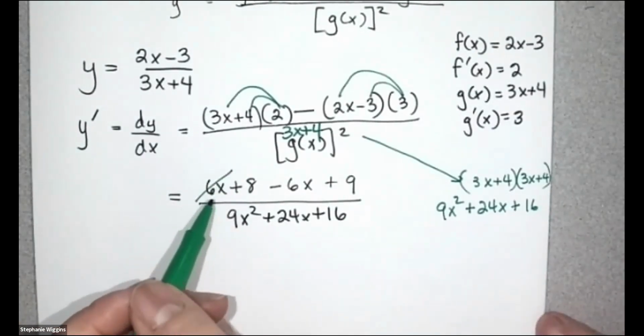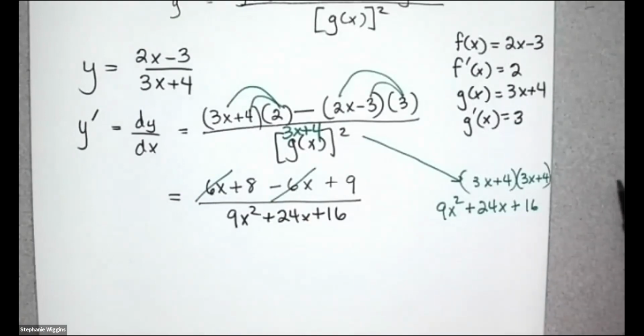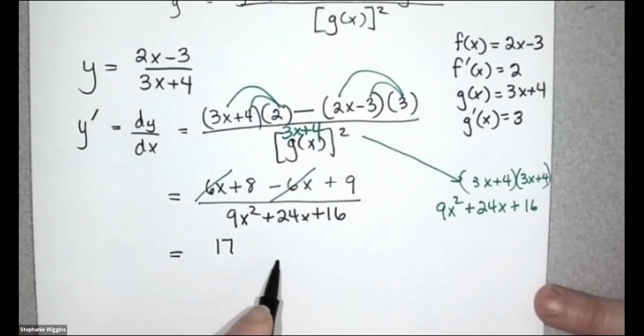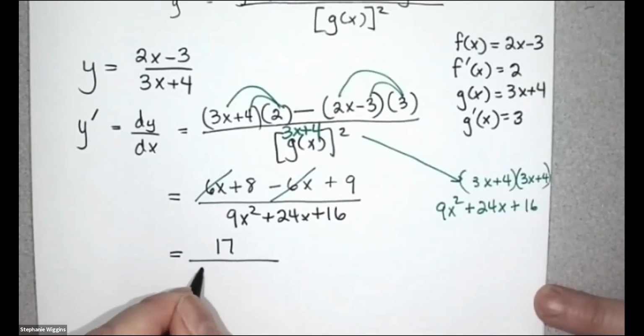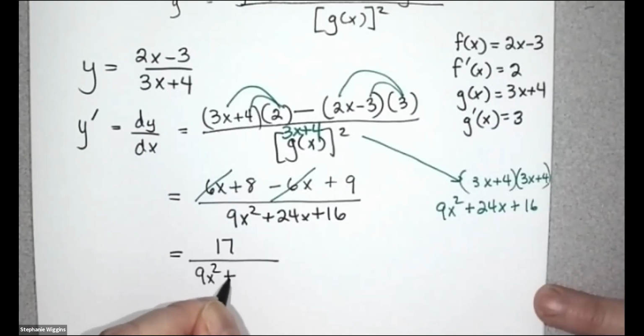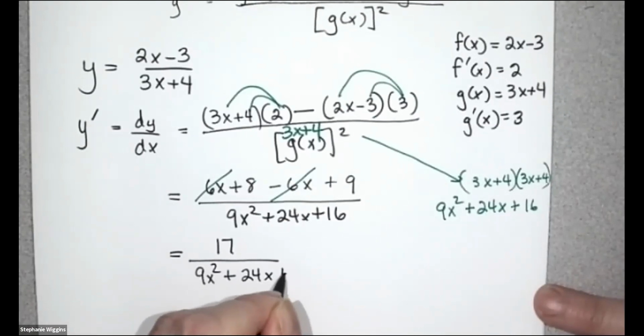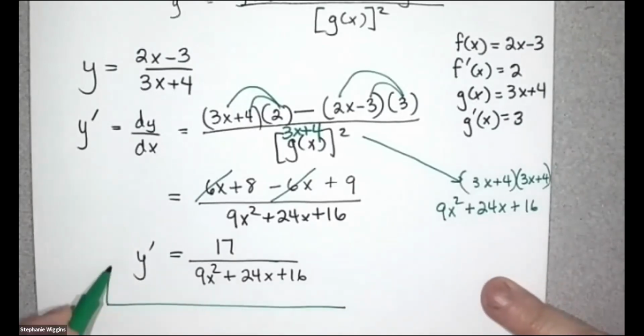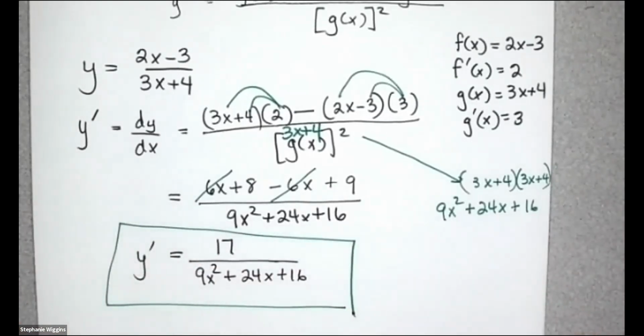And then we're going to cancel: 6x minus 6x is 0. 8 plus 9 is 17. And there you have the final answer for your derivative. So the quotient rule is a little bit more involved than the other rules, but it's certainly doable, nothing too hard.